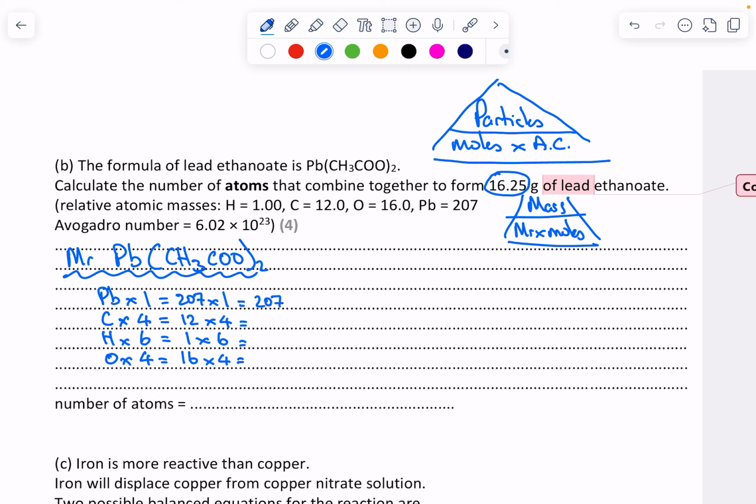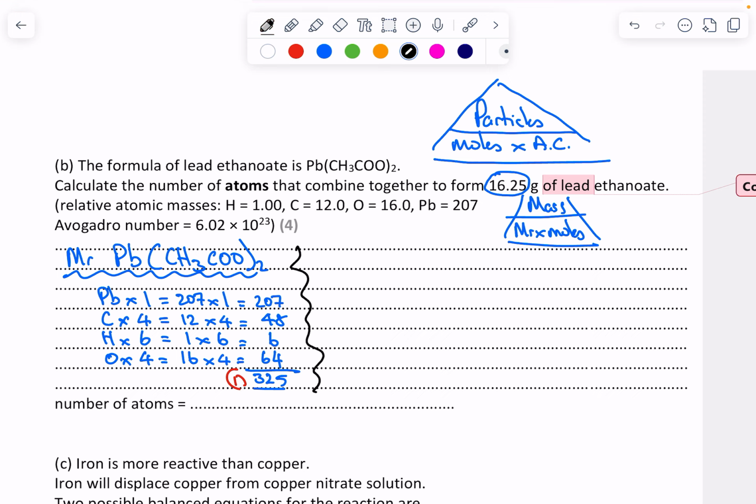So that's 207. 12 times 4 is going to be 48. 1 times 6 is 6, and 16 times 4 is 64. Add them all up. So 64 plus 6 plus 48 plus 207 is going to be 325. So we've got the MR, and that has already got us one of the marks in this particular question.